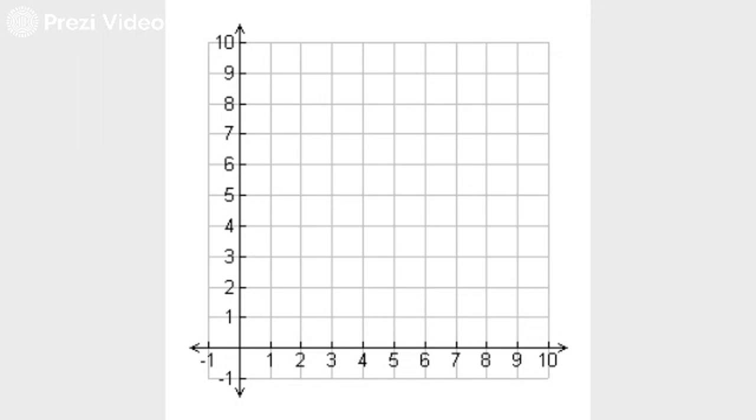The reason why we do that is so that it's easy for someone to read. If someone who has not created the graph comes along and wants to read it, it should be easy for them to do so.